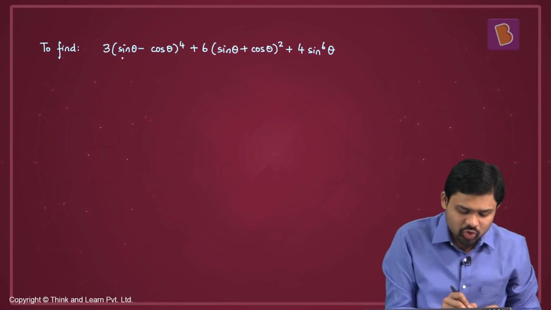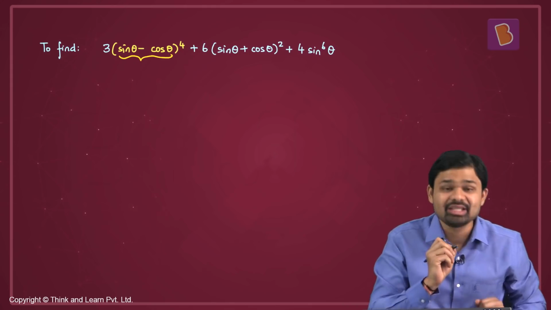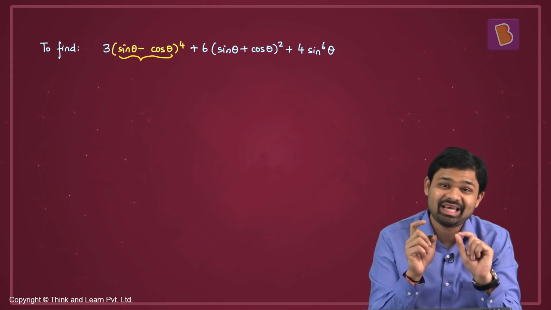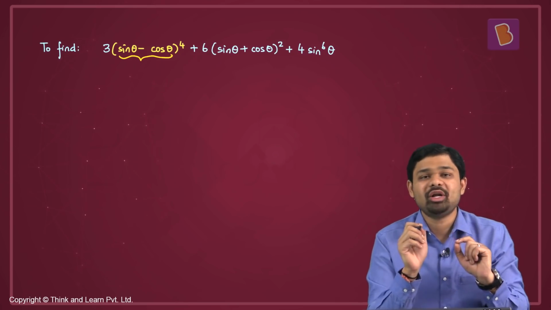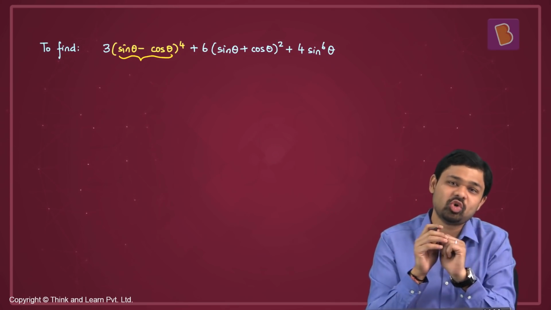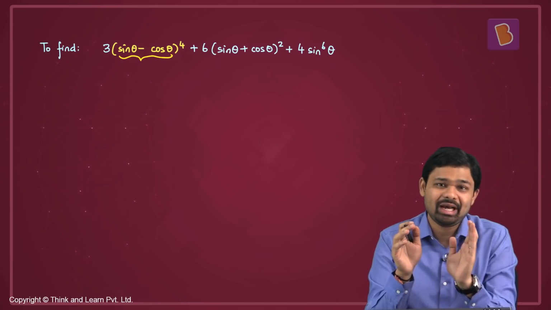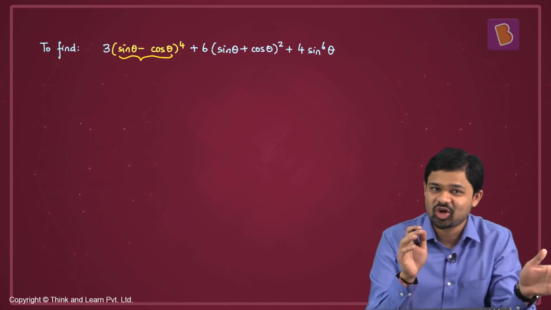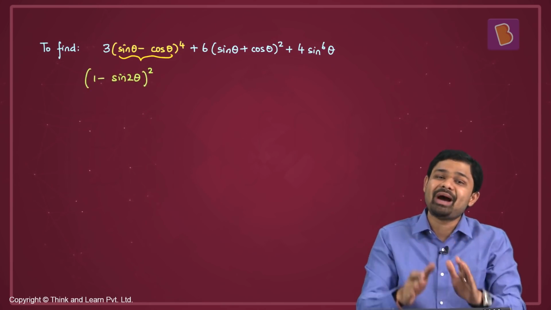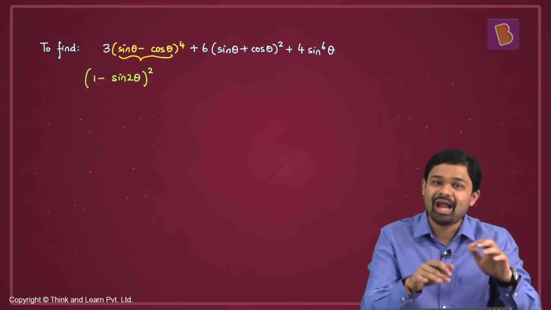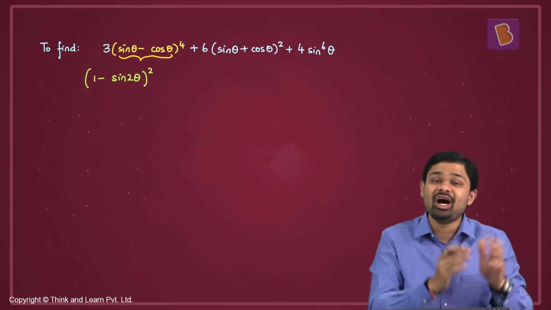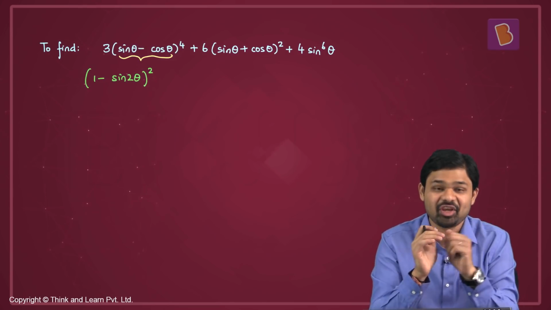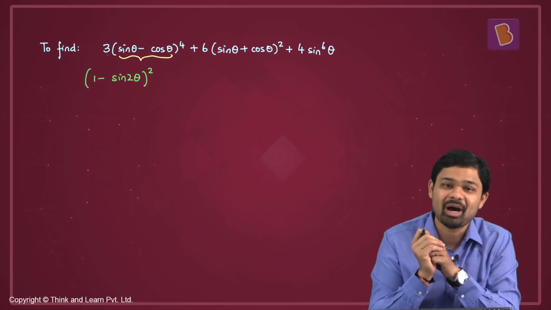The first thing that I'm going to do is write (sin θ − cos θ)^4 as ((sin θ − cos θ)^2)^2. Why do I do that? (sin θ − cos θ)^2 can be written as sin²θ + cos²θ − 2 sin θ cos θ, which is nothing but 1 − sin 2θ, and because it's all raised to the square, we have (1 − sin 2θ)^2. That's the simplification of (sin θ − cos θ)^4.